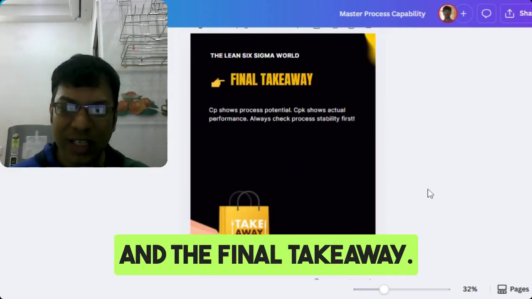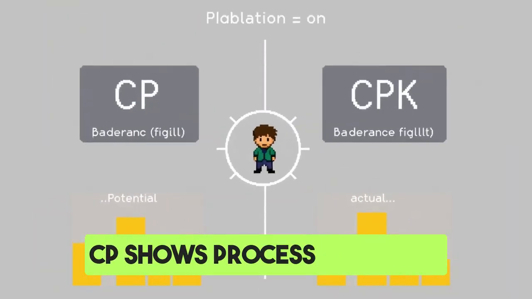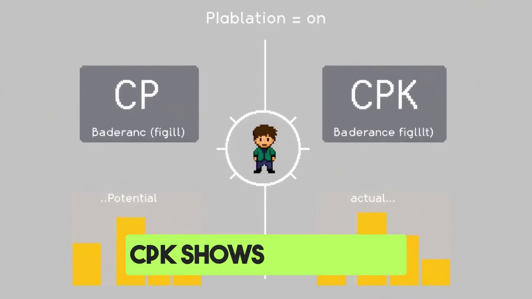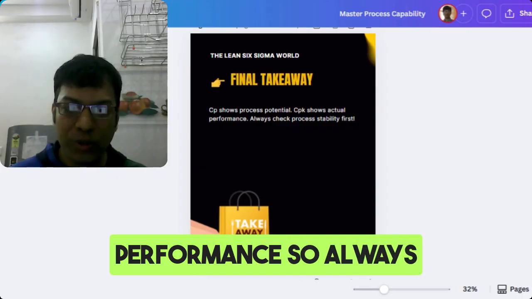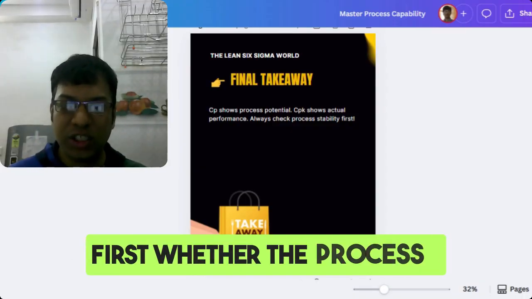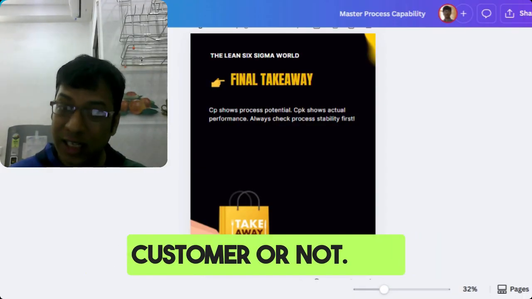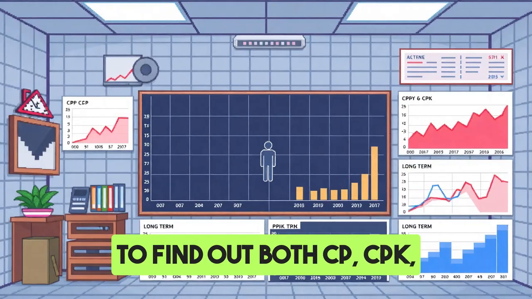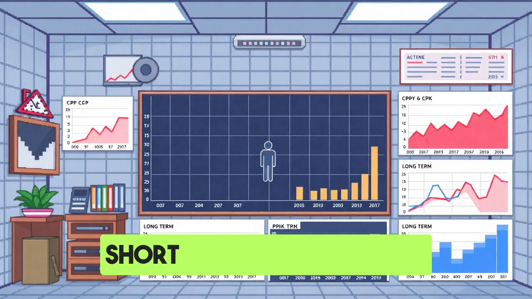And the final takeaway: CP shows process potential, CPK shows the actual performance. So always check process stability first, whether the process is capable of meeting the requirements of the customer or not. For all these reasons, you need to find out CP, CPK, PP, and PPK as well, for short-term and long-term data.